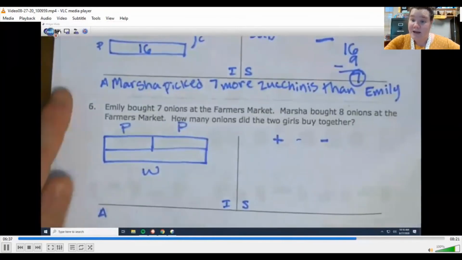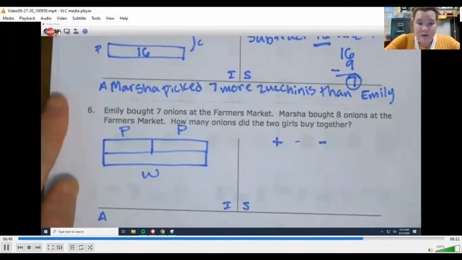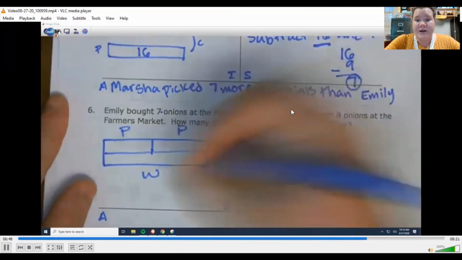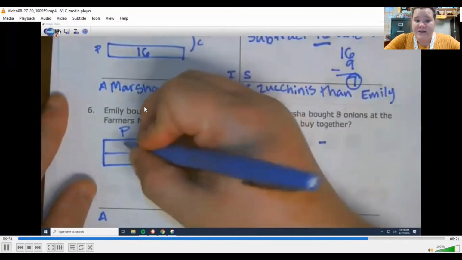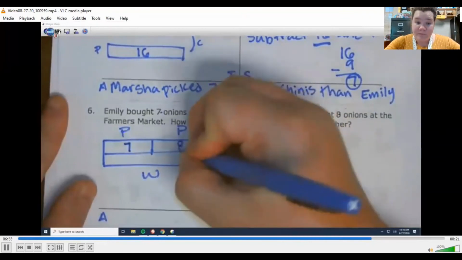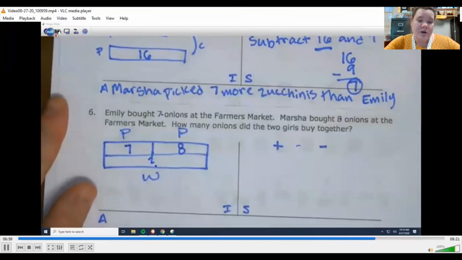And then this is going to be our last one for the day. So Emily bought 7, we have our model going. Emily bought 7 onions at the farmer's market. Marcia bought 8 onions at the farmer's market. How many onions did the 2 girls buy together? So we have a part which is 7 and a part which is 8, but we don't know the whole.